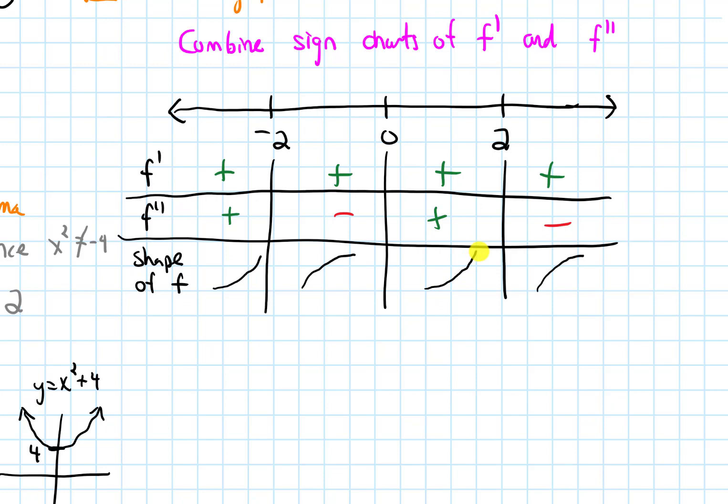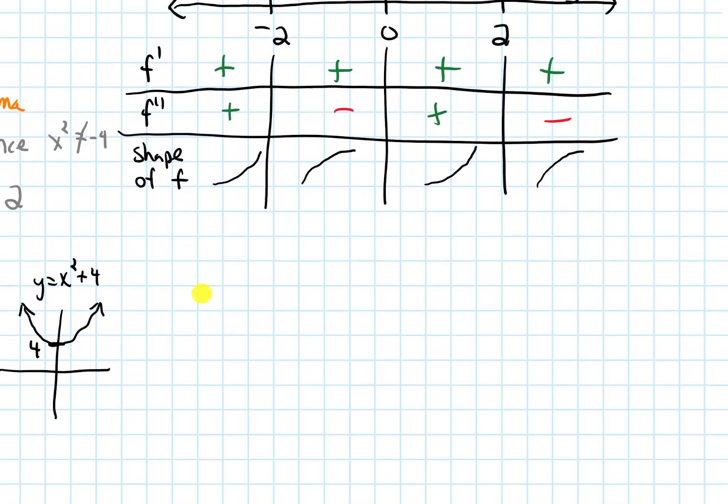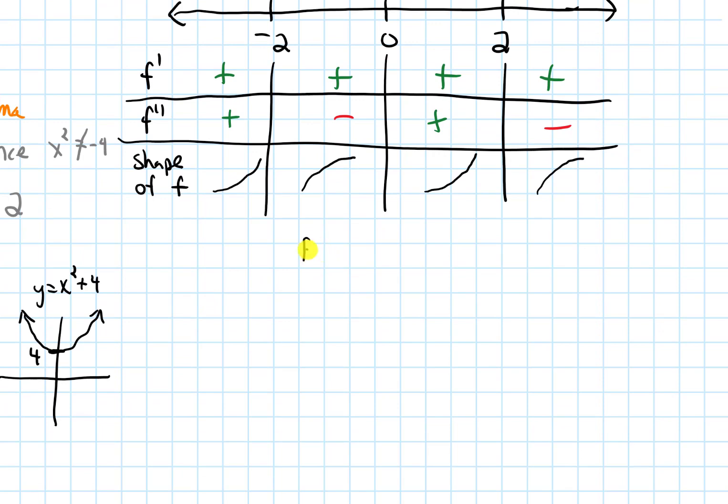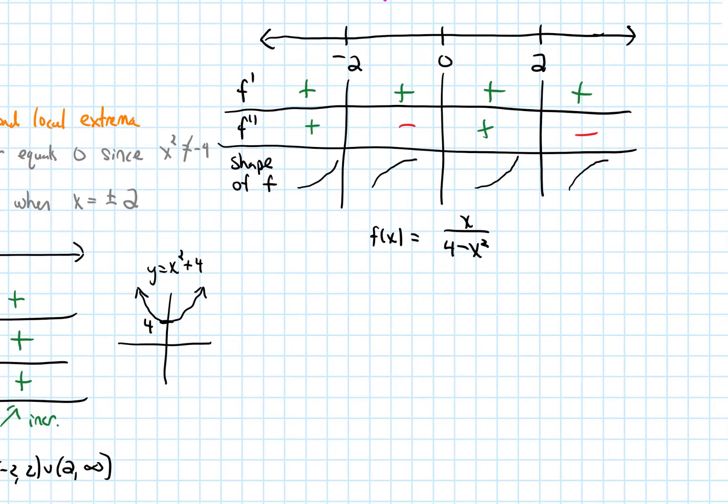All right, so now we are ready for this graph. So remember, our function was f of x equals x over 4 minus x squared. Let me zoom it out a little bit so I can still see the number line. All right, so I'll draw some axes. And we'll put some tick marks at relevant points.